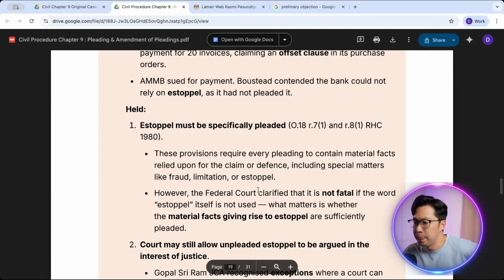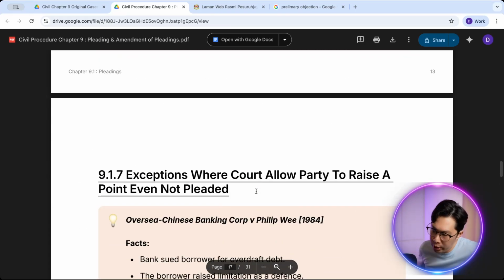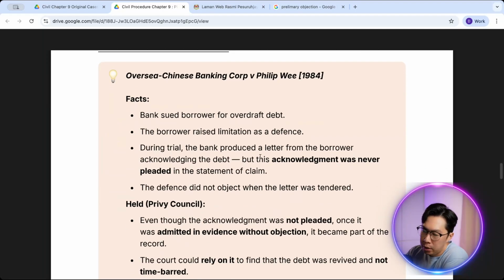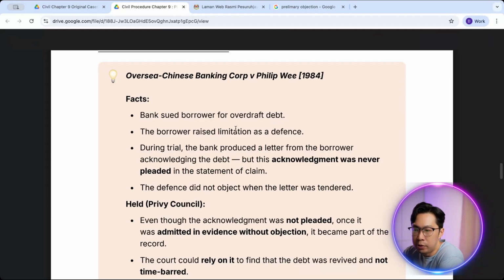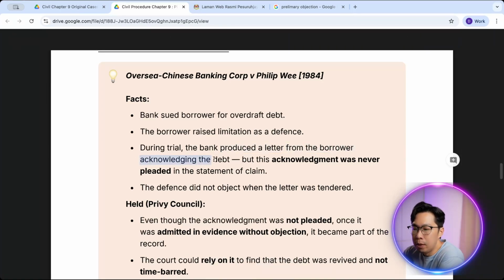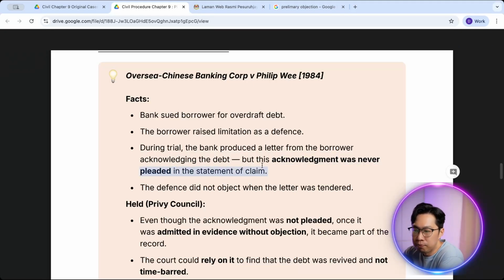Alright, let's continue. Okay. There are some exceptions where the court will allow. And the very common case you see is this OCBC, Overseas Chinese Banking, against Philip Wee. So the bank sued the borrower for debt. Borrower raised limitation. Okay. During the trial, the bank produced a letter from the borrower acknowledging the debt. But this acknowledgement was never pleaded in the statement of claim.